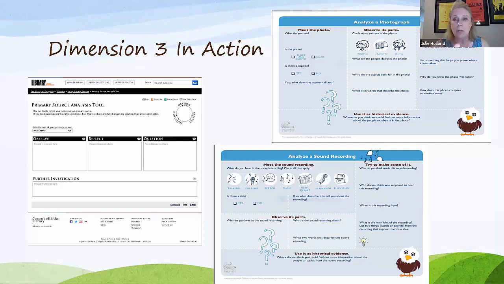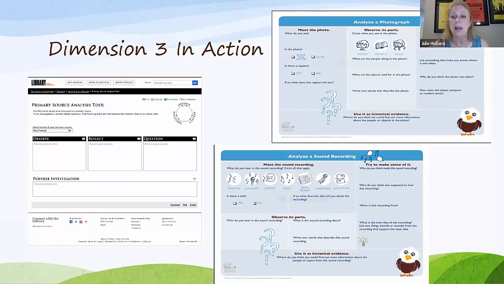Again, you'll notice that one of these is for a document. One is to analyze a sound recording. Listen to that and ask the right questions. And the one at the top is how to analyze a photograph in a meaningful way. Again, this is going beyond just noticing and wondering. This gets them to be asking and thinking about critical questions.